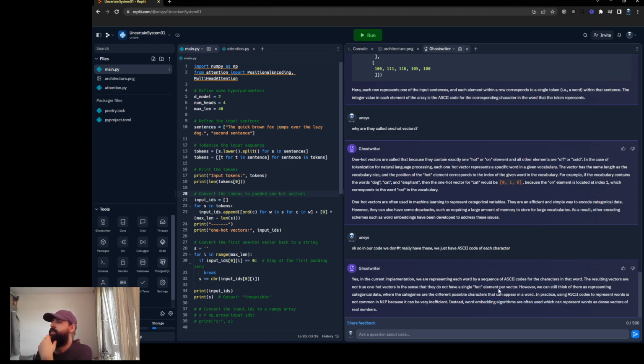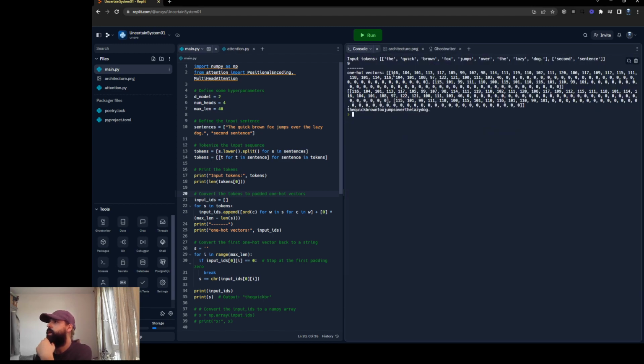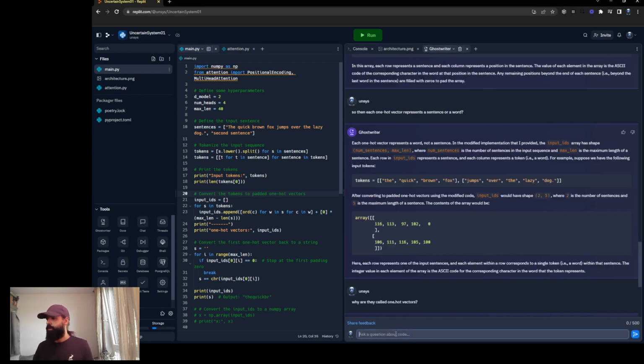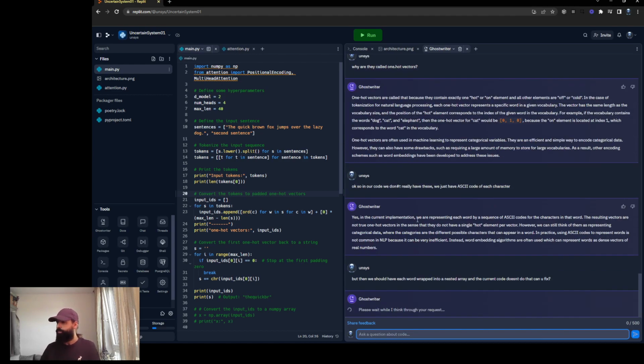But where does this take me? I still feel that this is wrong and that we should have a vector per each word. You know what I mean? I have the feeling we're missing some dimensionality here. Shouldn't we have each word wrapped into a nested array? The current code doesn't do that. Can you fix? I do think that's what we have to do.